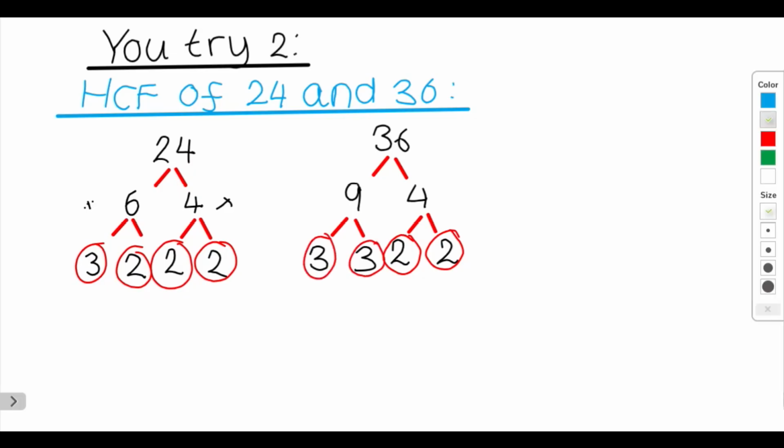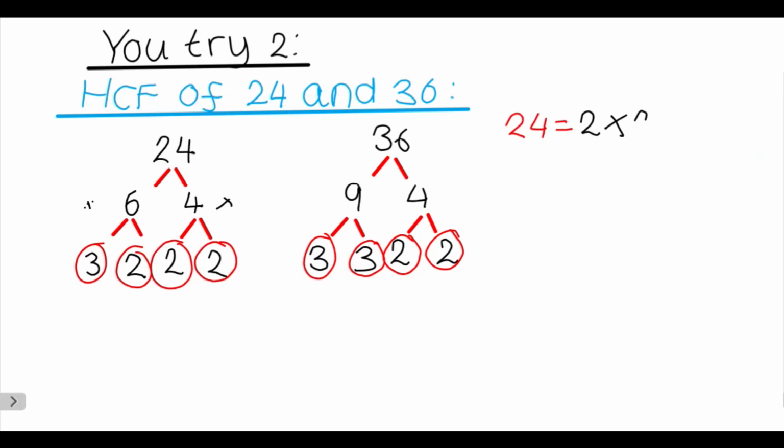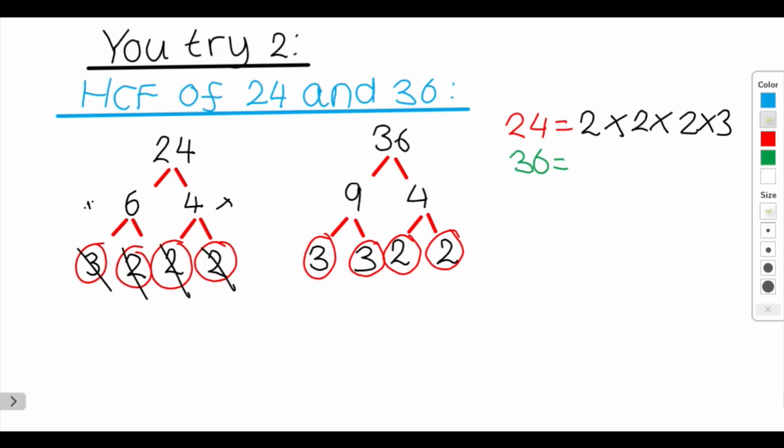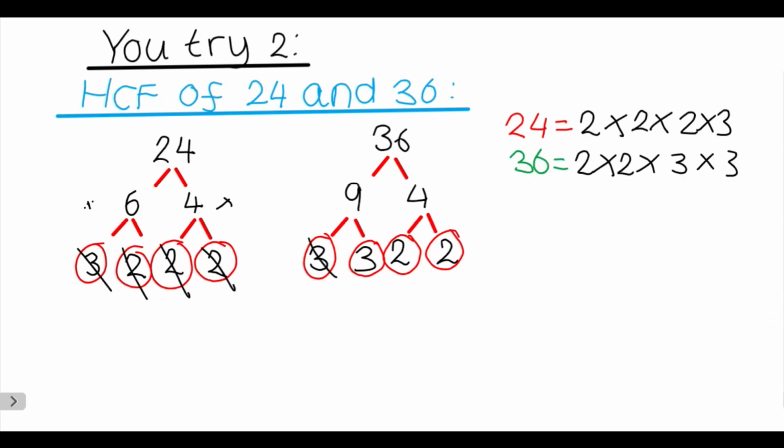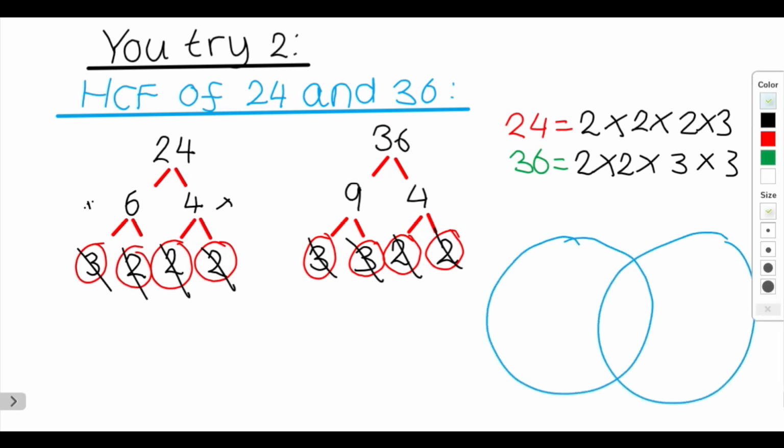And we're going to now write these out. So 24 equals 2 times 2 times 2 times 3. I'm going to cross those off. And 36 equals 2 times 2 times 3 times 3. And we're going to cross those off. Let's now draw the Venn diagram. This is going to help us to find and solve the HCF.